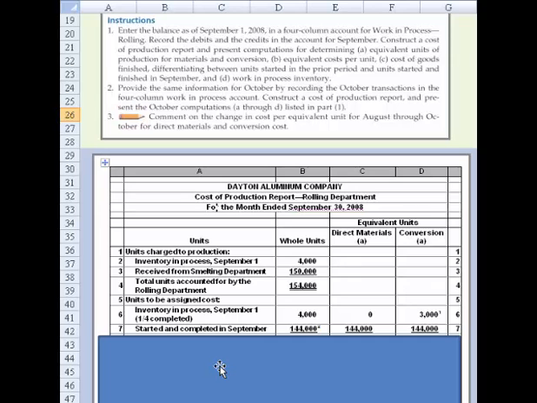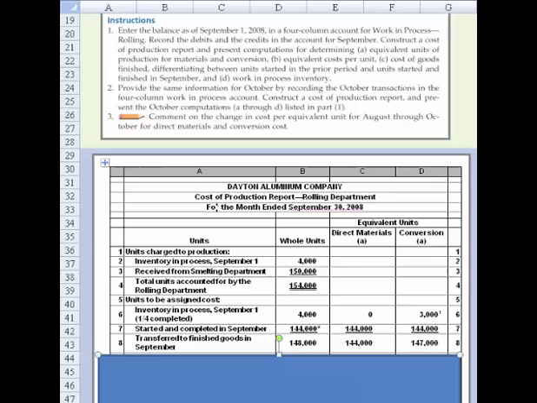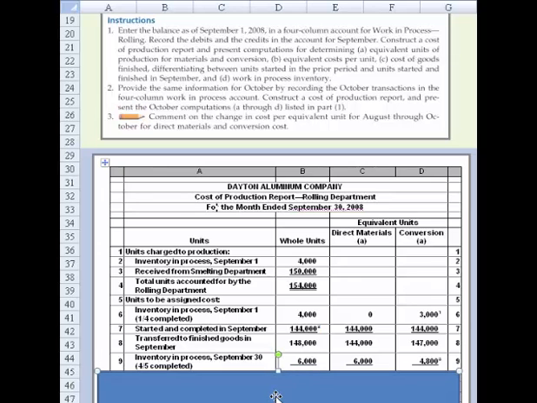Then we need to figure out how many of them were transferred to finished goods in September. Well, we just add those two together, and that's the amount that were transferred to finished goods in September. And we need that number. But the last piece we need to account for is the difference between the 154,000, which is total units to account for, and the 148,000 that were transferred to finished goods that we've already accounted for. And that difference is 6,000 units. That difference is the 6,000 that remained in ending inventory.